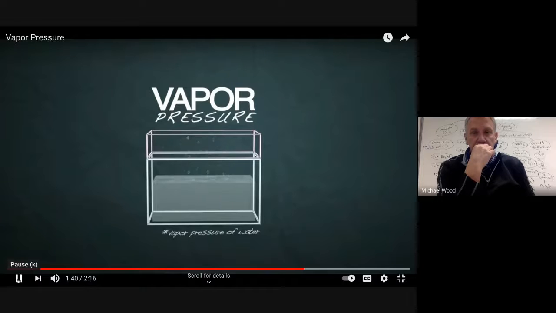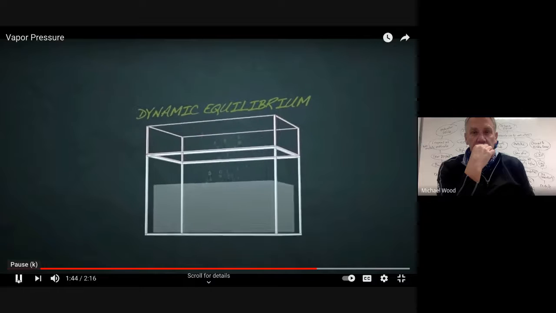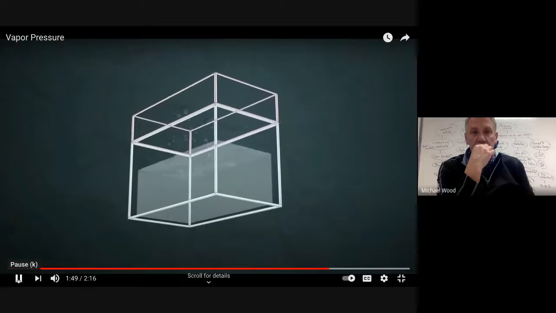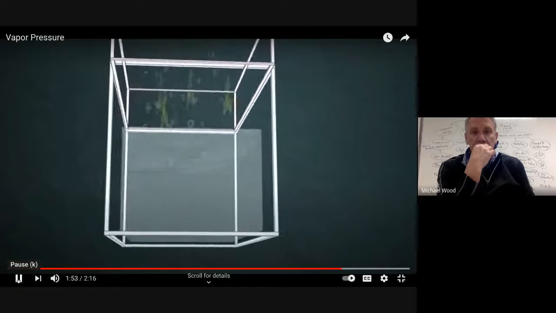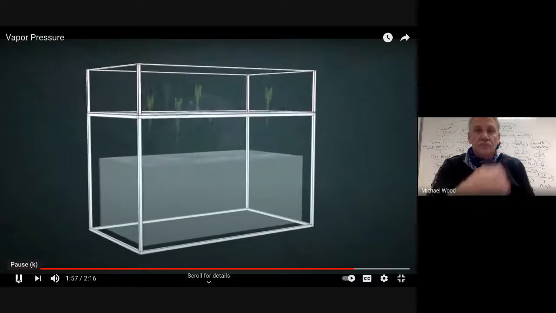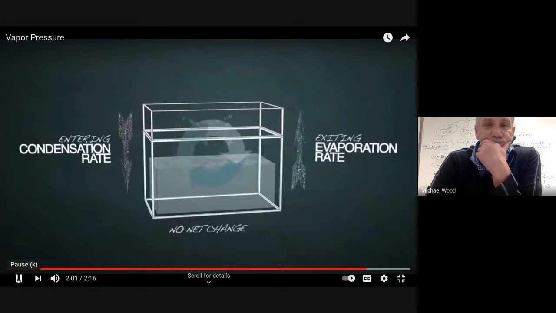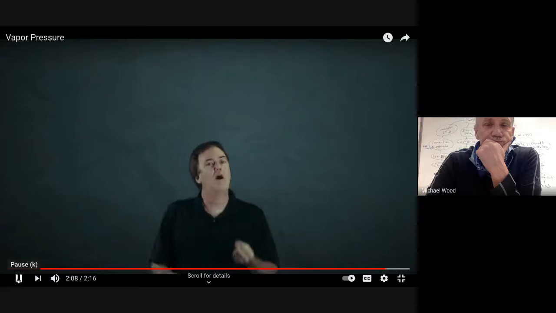It's an example of what we call dynamic equilibrium, meaning when you look at it, you can't tell anything's happening, but in actuality there are billions and billions of molecules leaving the surface of the water, and billions and billions re-entering at exactly the same rate. So there's no net change, but you have established what we call a vapor pressure. And hopefully that's a little bit more of a handle for you on what vapor pressure is.